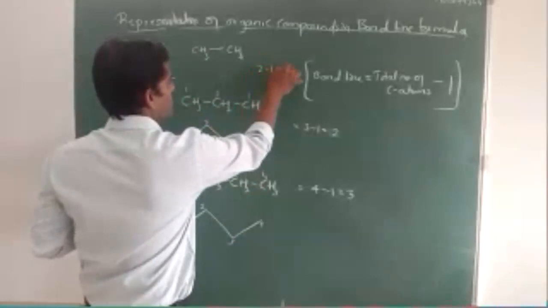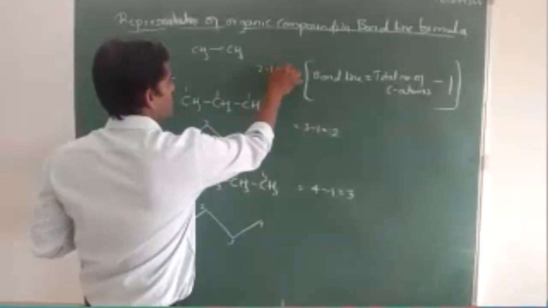So one line means how many carbon atoms are here? 1 and 2. It is the bond line formula for CH3 single bond CH3. Next, second example, CH3, CH2, CH3. How many carbon atoms are here? Total 3 carbon atoms are there. That's why 3 minus 1 is equal to 2 according to the formula. So we have to draw 2 lines. Give the numbers 1, 2, 3.